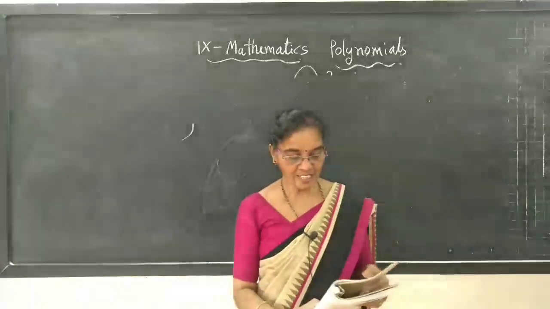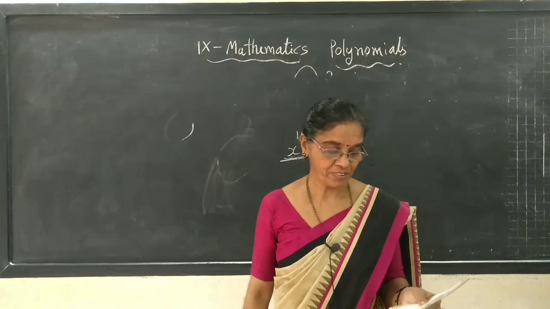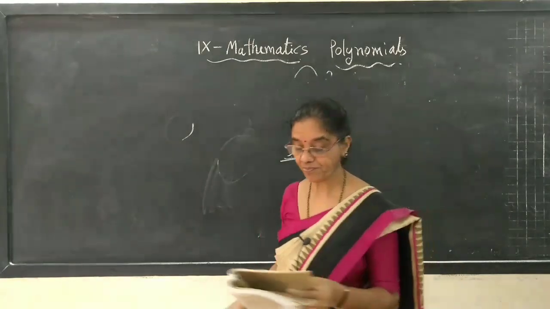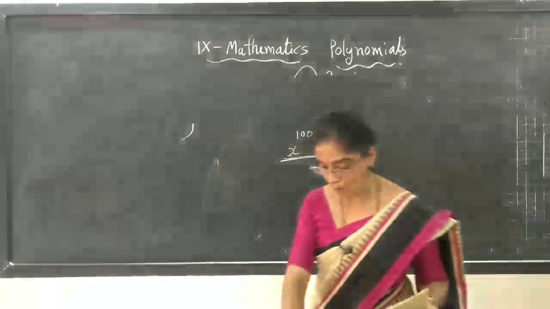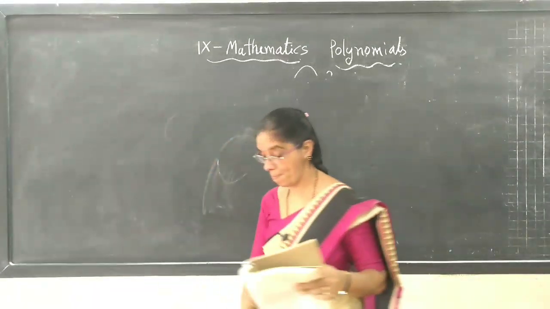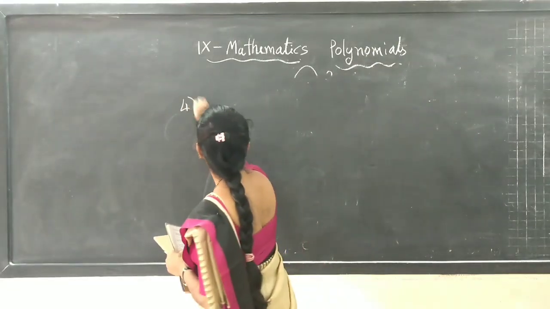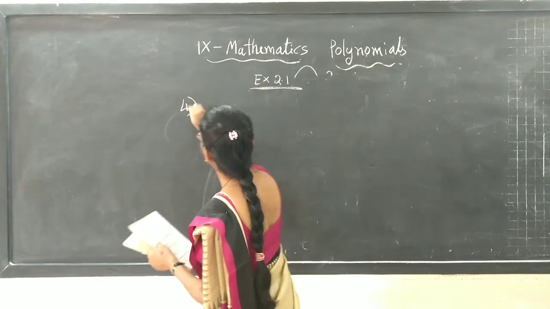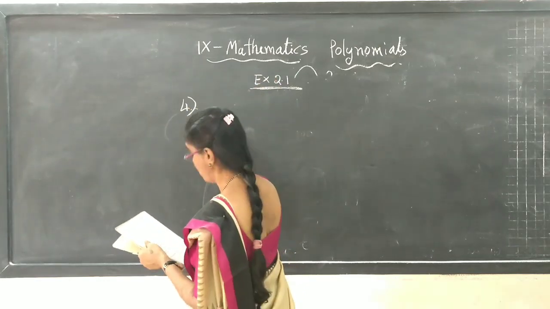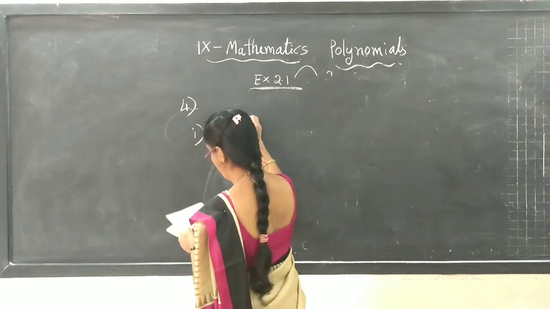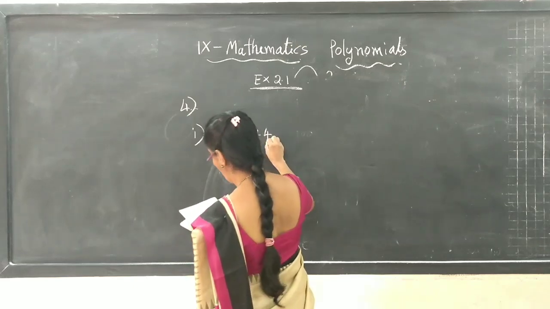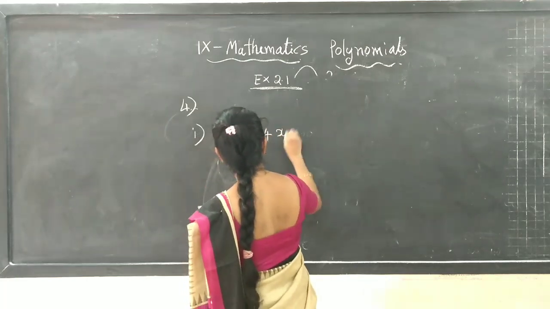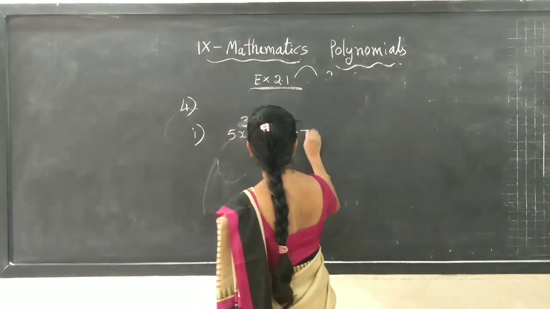Fourth one, write the degree of each of the following. Fourth main problem. Fourth exercise, exercise 2.1. I haven't written, children, it is from exercise 2. Fourth main problem in that one. First one, 5x square plus 4x cube, it is, I think, x cube, 4x square plus 7x.